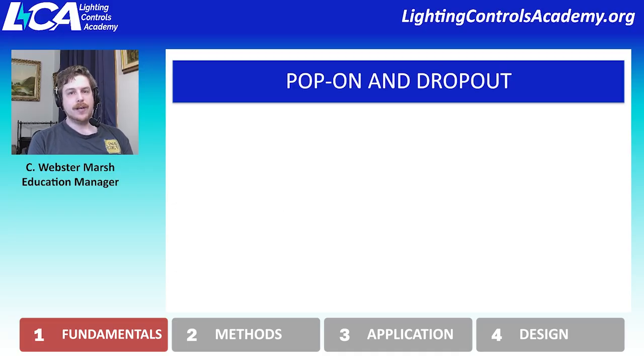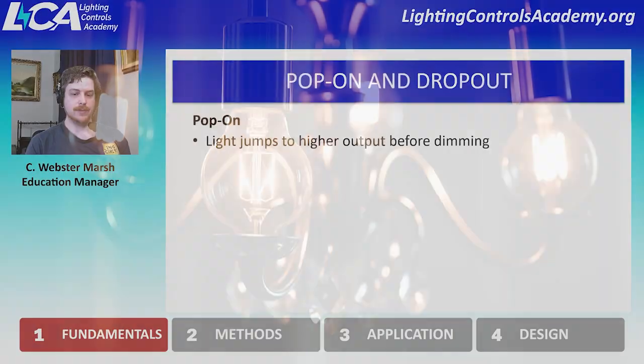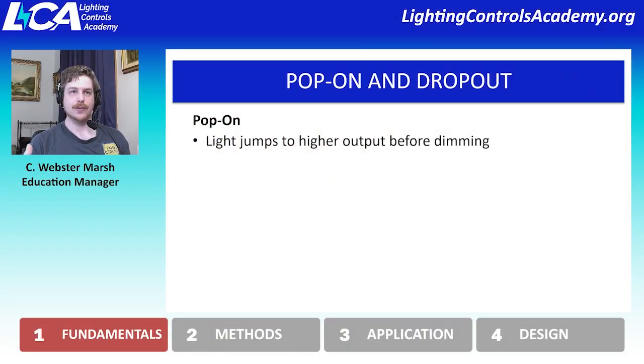There's also undesirable things that happen with dimming. So pop on and drop out. Pop on is where the light jumps to a higher output before dimming happens. So, it might be as you're adjusting the intensity, it just suddenly spikes up to a different intensity. That's pop on. And it really does create these uncomfortable transitions between one state and another.